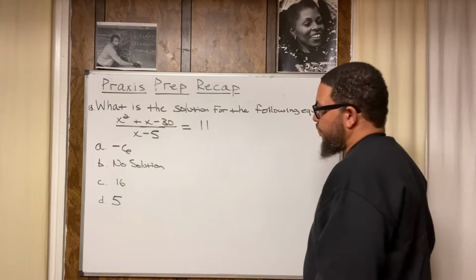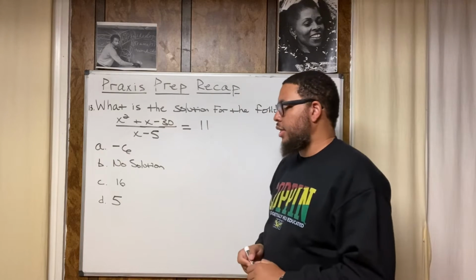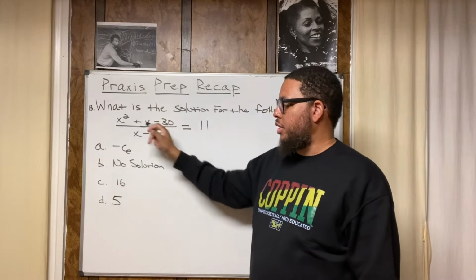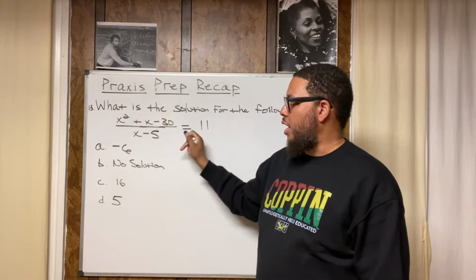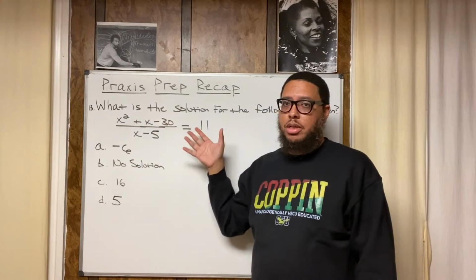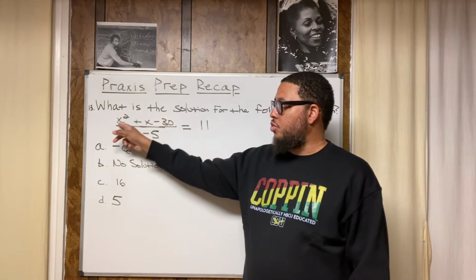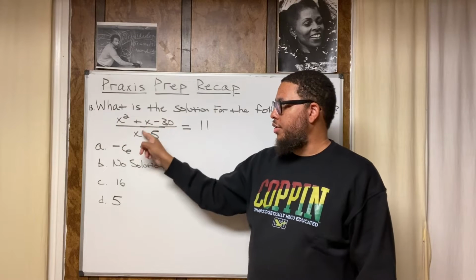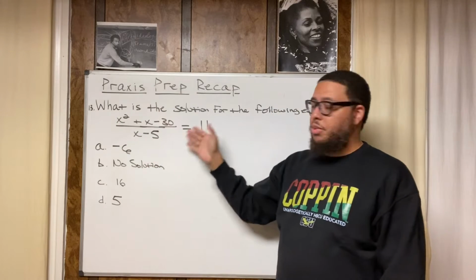So here we go. I'm looking at this, and the equation is a rational equation. It says x squared plus x minus 30, divided by x minus 5, equals 11. Now I want to know what value of x makes this a true statement. So what number can I substitute for x here, here, and here, carry out all the math, and then it would be equal to 11.